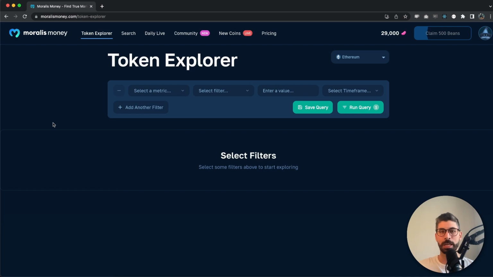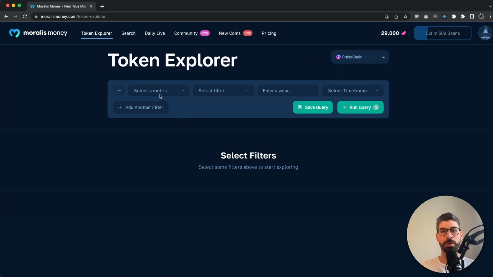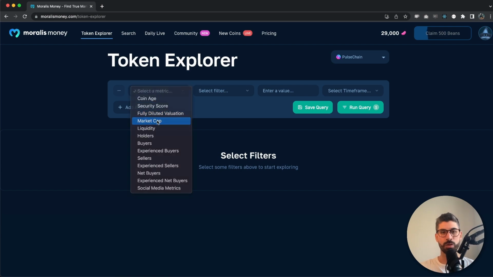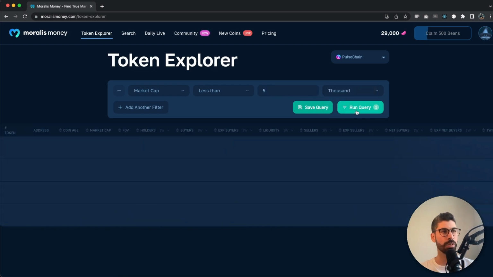Because if you invest 50 bucks and then you pay an additional 50 on gas fees, that doesn't make too much sense if the token doesn't move, right? And not all tokens moon. So on Pulsechain it's much cheaper to do transactions. So let's say we check for a market cap less than, let's say, 5,000, let's see what we get.